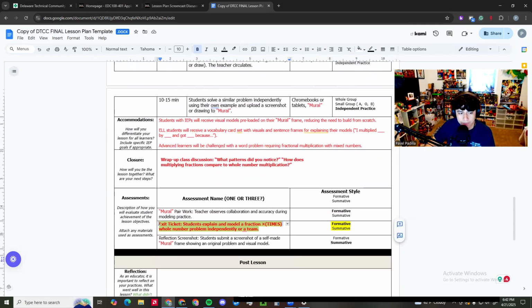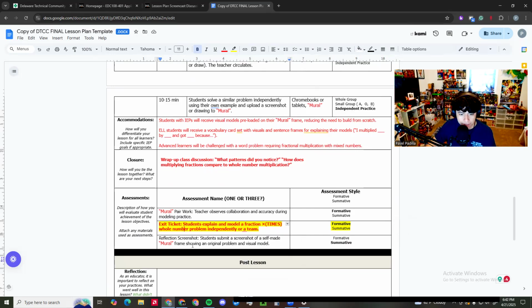This exit ticket that I was thinking about changing: students explain and model a fraction times whole number problem independently or as a team. I'm leaning more towards as a group, and I will make this formative. I think I will make this my in-classroom lesson, but I still got to tweak it. That's why it's a little broad.